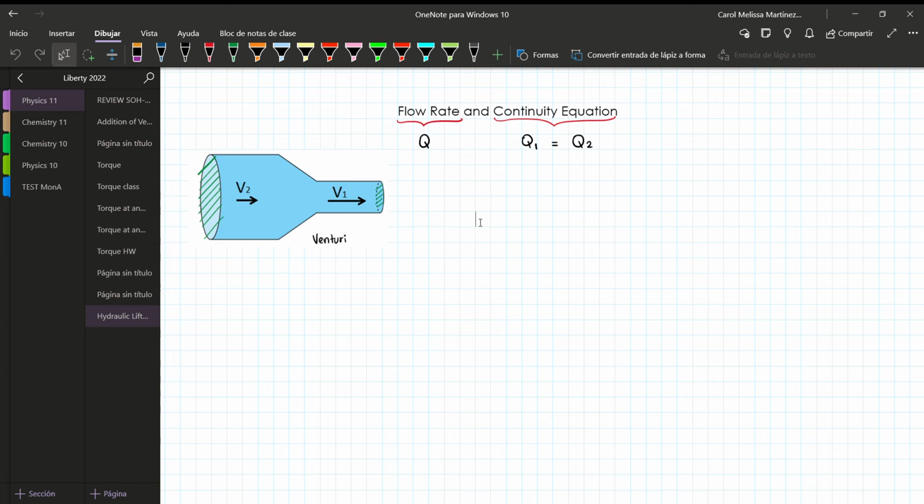By definition, flow rate Q is equal to volume per time. In other words, a flow rate measures the amount of volume that passes through a region in a certain time period. Okay, so for example, what units do we use for volume? In what units do we measure volume?